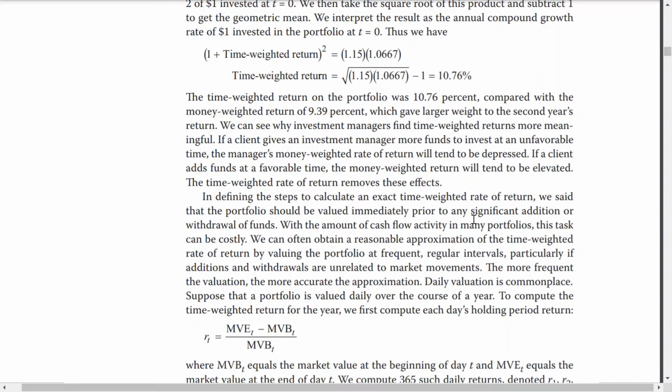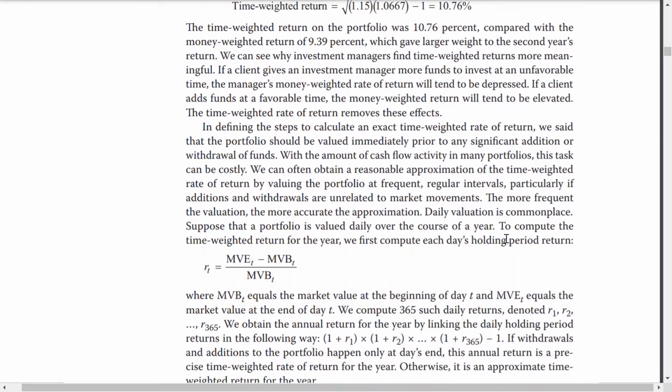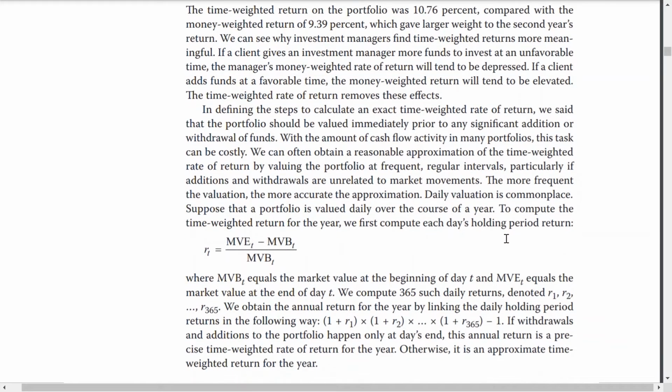In defining the steps to calculate an exact time-weighted rate of return, we said that the portfolio should be valued immediately prior to any significant additions or withdrawals of funds. With the amount of cash flows active in many portfolios, this task can be costly.